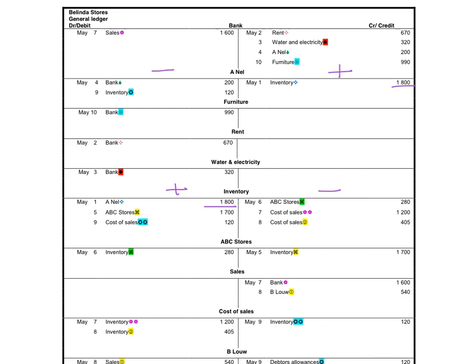The bank account is credited because we took money out of the bank. So bank is an asset that increases on the debit side and decreases on the credit side. We have less money, so we have to credit the bank. And we paid the expense rent. So rent will be debited because expenses increase on the debit side and decrease on the credit side.